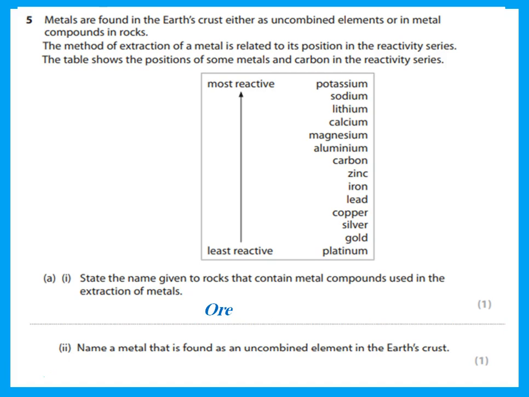Name a metal that is found as an uncombined element. Remember, in order to be found as uncombined element, that means it is not reactive. So the one below, least reactive, platinum or gold, you can dig up the earth and find platinum, or dig up the earth and find gold, but you cannot dig up the earth and find potassium, because potassium is very reactive. It is usually in the form of a compound, not as an uncombined element.